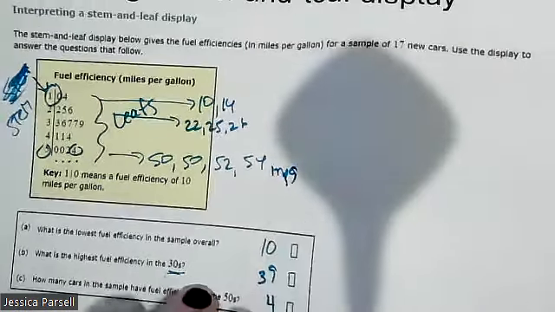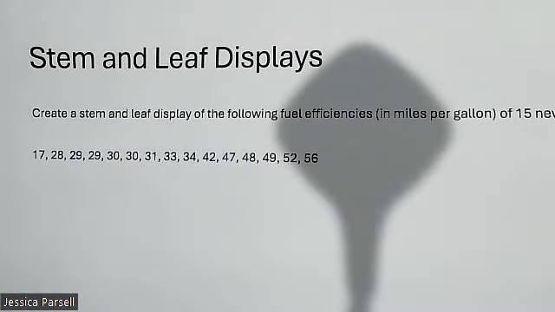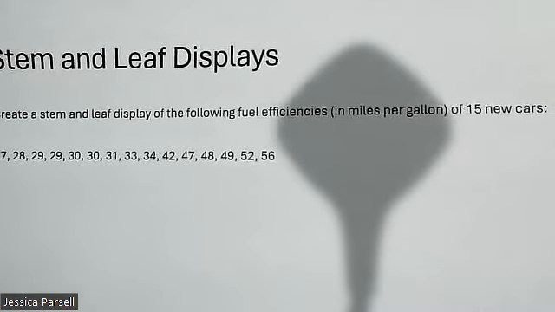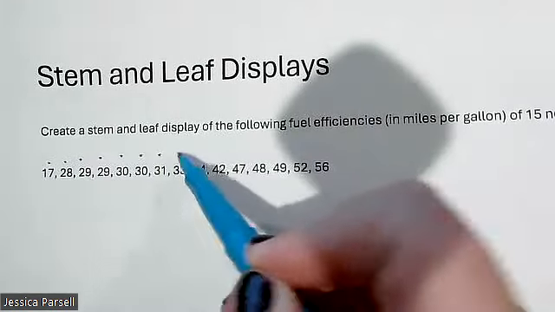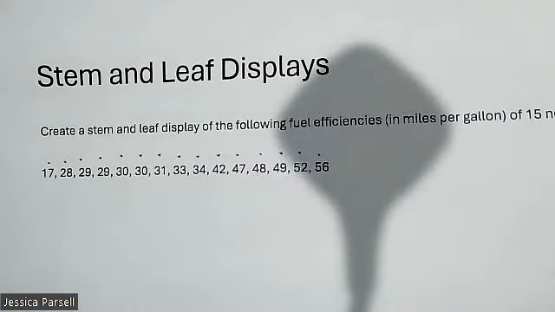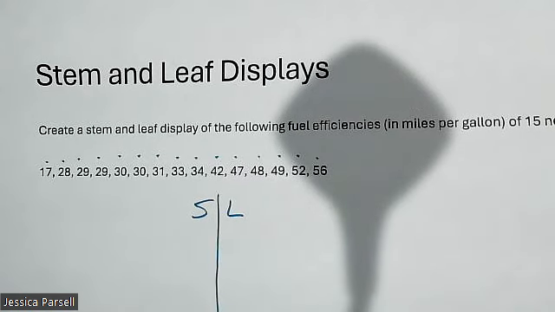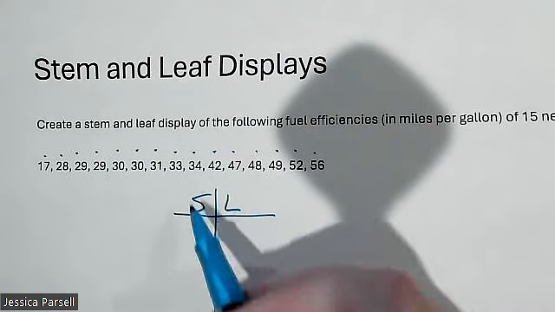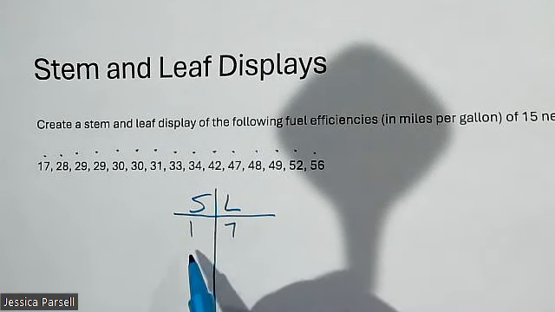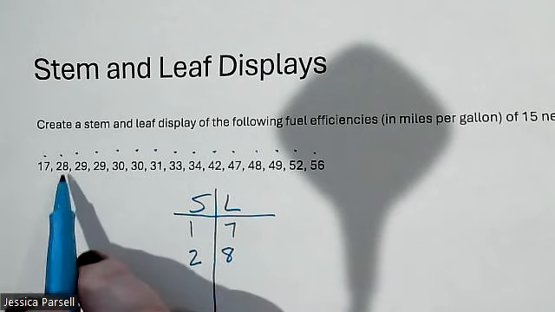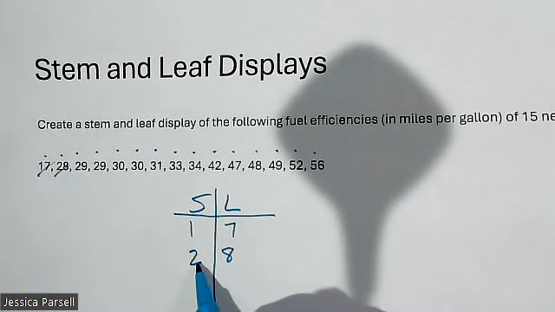All right, this will be the last problem we do in this particular video. A lot of stuff happening this week. Create a stem and leaf display of the following fuel efficiencies of 15 new cars. So 1, 2, 3, 4, 5, 6, 7, 8, 9, 10, 11, 12, 13, 14, 15. Okay, we're going to make our stem and our leaf. Thankfully, they put this in order, 17 all the way up to 56. So that's kind of nice. So we can go with 1, and we have a 7, so that's 17. We have a 2 and an 8. And then 2 29s.